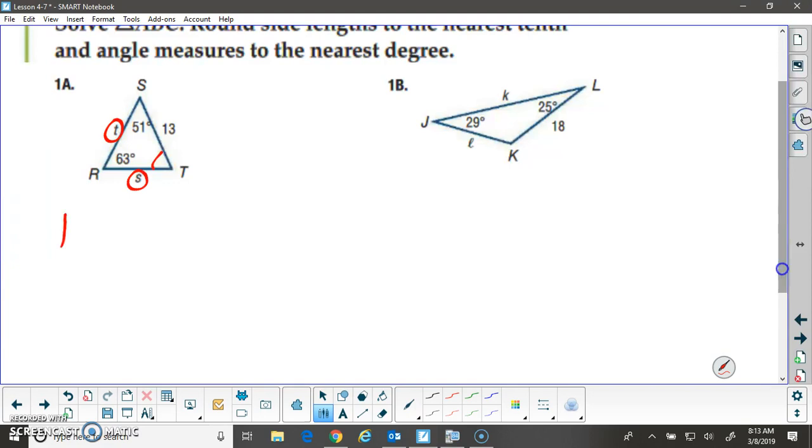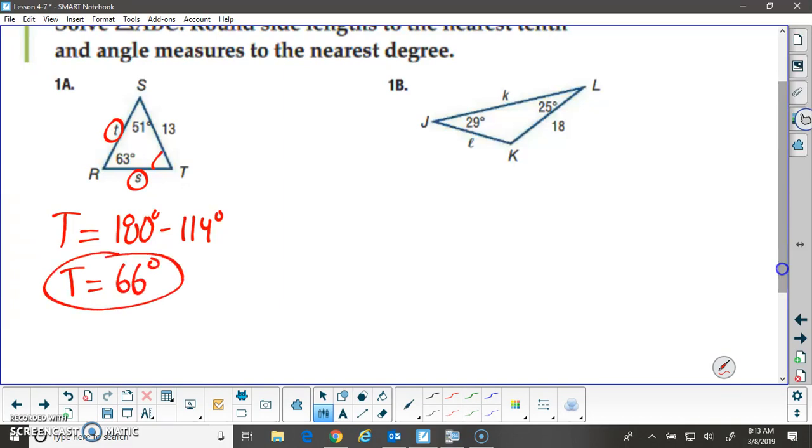Well, you know that the sum of the three angles of a triangle add up to 180 degrees. So if we add S and R, that gives us 114. And so if you take 114 and subtract it from 180, that gives us the measure of angle T. So that would be 66 degrees. So there's one of our missing pieces.